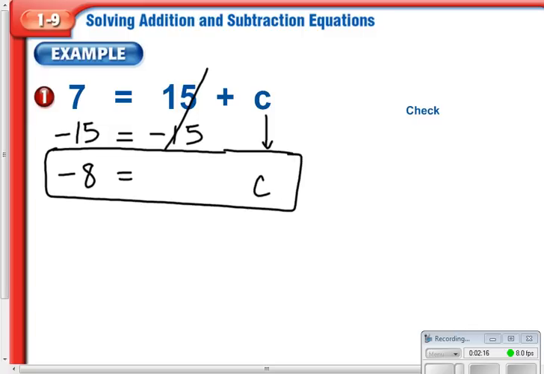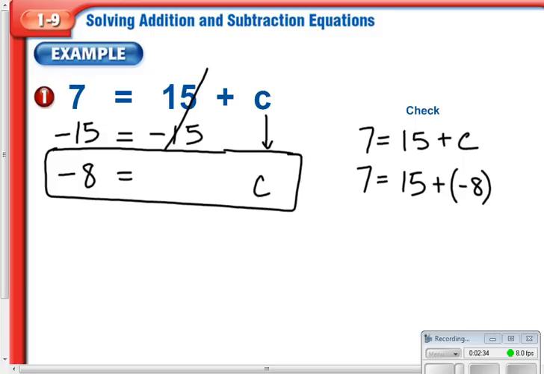Now, to check your solution, simply use your original equation. Plug your solution in for c. Here's our substitution. We're going to put in negative 8, and we find out 7 equals 7. This is a true statement. It checks out. Therefore, negative 8 is our solution because it makes it a true statement.